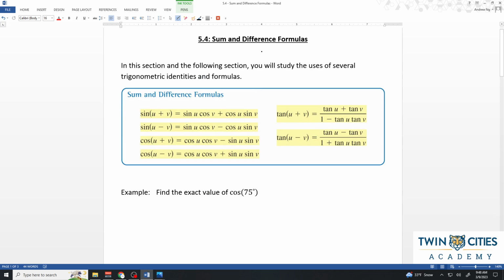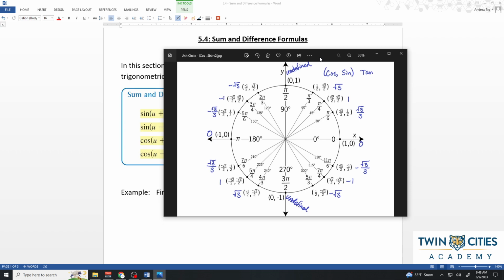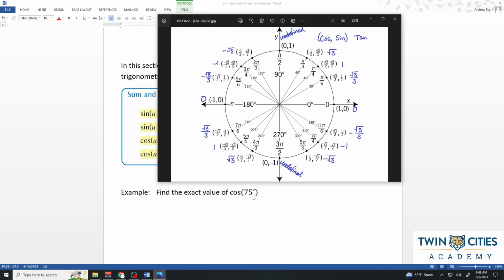All right, so sum and difference formulas are used when we need to find the exact value of some angle measurement, whether that's in degrees or in radians. For example, 75 degrees doesn't appear on my unit circle. So normally I'd say I can't use my unit circle to find what this measurement is. However, I know that I can make 75 degrees by going 45 plus 30. 45 plus 30 is 75. How can I use this information to help me out?